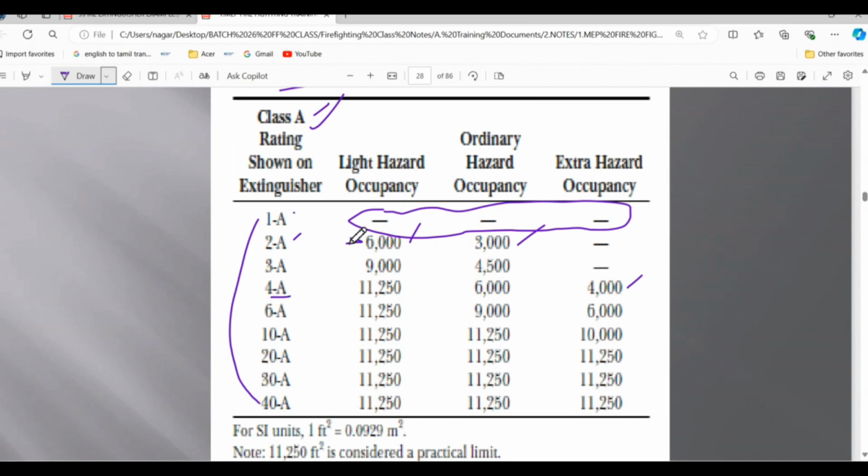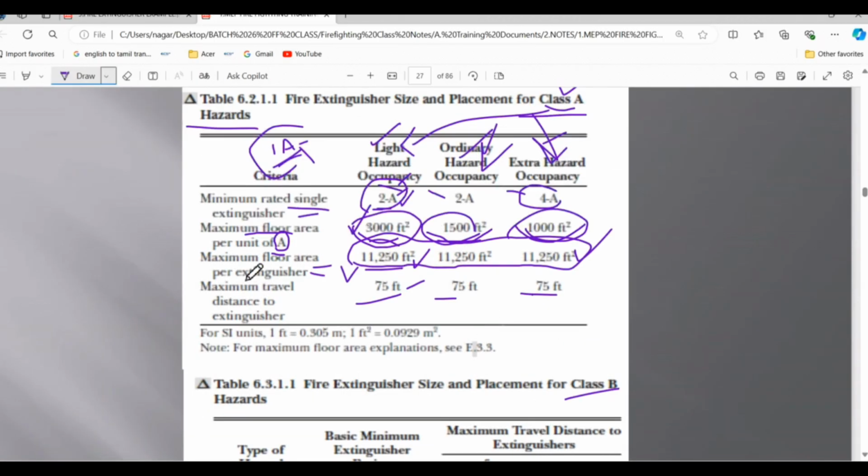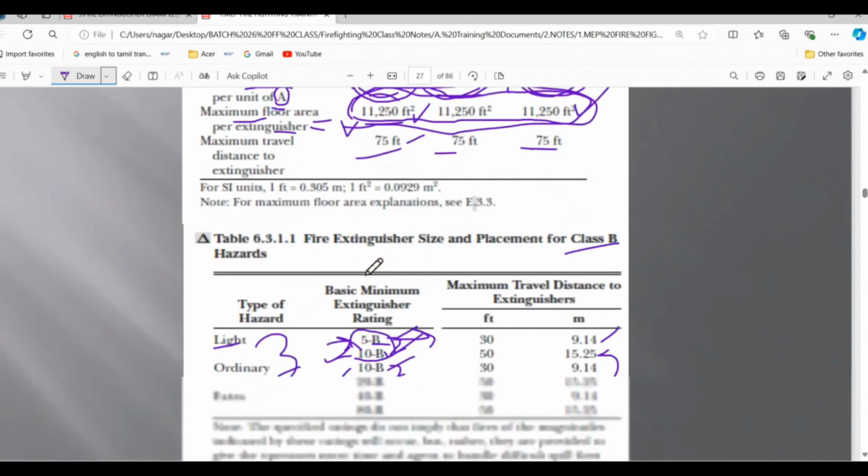So this is starting from this point. For all the cases it is different. Okay, the A rating you saw was different for different hazards. When the hazard is increasing, the area per A rating will be reduced. So here you see the confusion. What is the maximum floor area per extinguisher? All hazards the same, 11,250. Okay, so they have one common value for all the hazards.